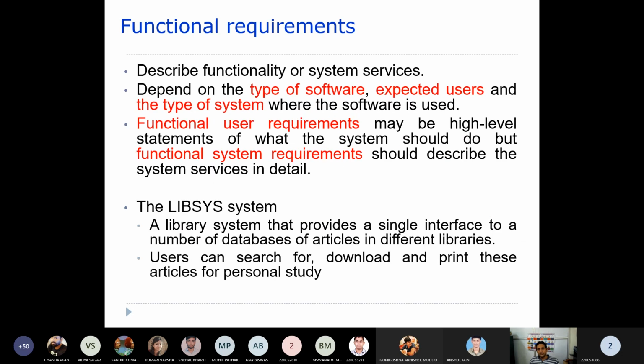Now we'll see the functional requirement in a little more detail, through an example also. So usually it is the functionality or the system services. These requirements actually depend upon what type of software we are going to develop, what sort of users are going to use it, and what type of system this is, where this software is used. Because the requirements are accordingly different, right?